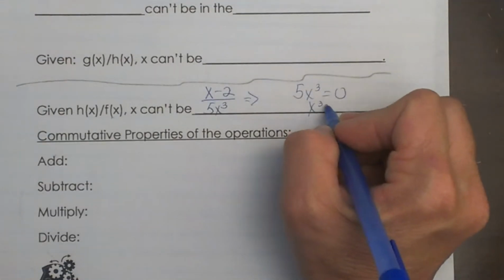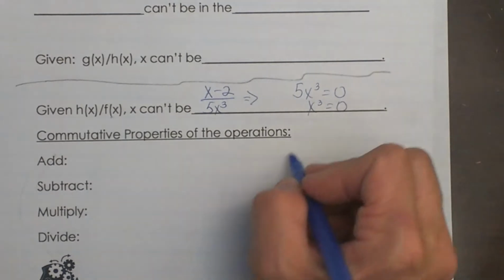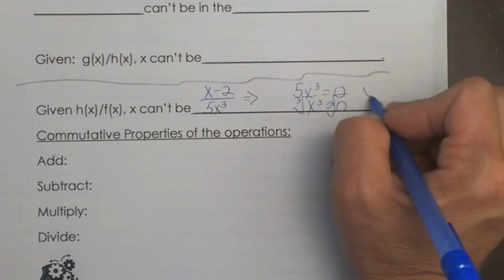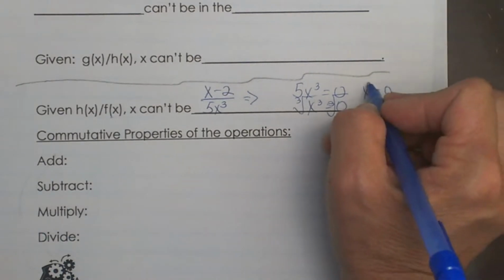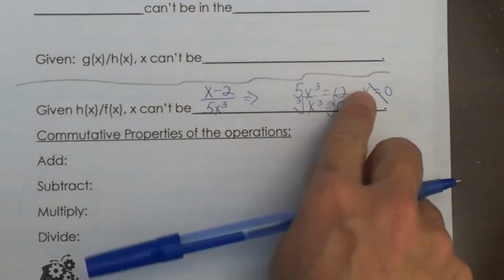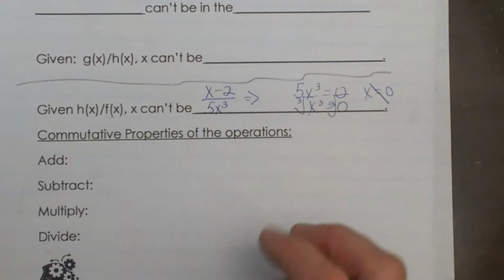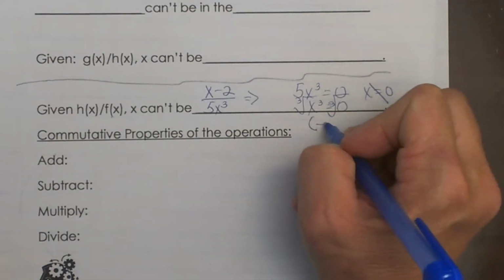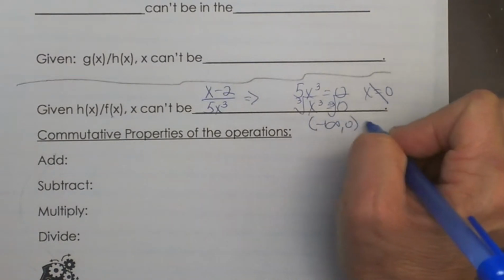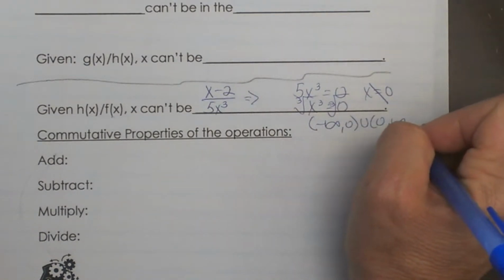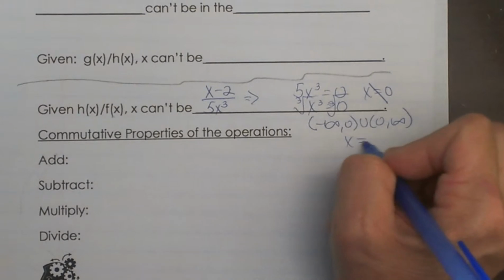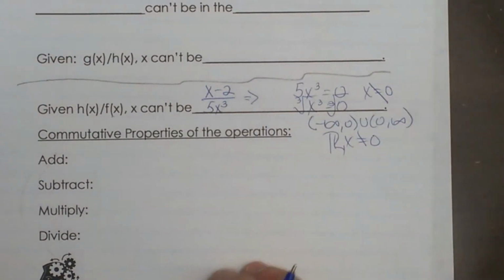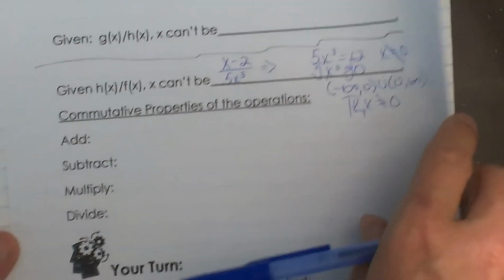Well, let's solve. Divide both sides by 5. Cube root both sides, and the cube root of 0 is 0. So x cannot be 0, so that's our limit on our domain. So x can be all values except 0. In interval notation, that's from negative infinity up to 0, and then 0 to positive infinity, or you can say x is all real numbers except x cannot equal 0. So a couple ways to write that and identify that.